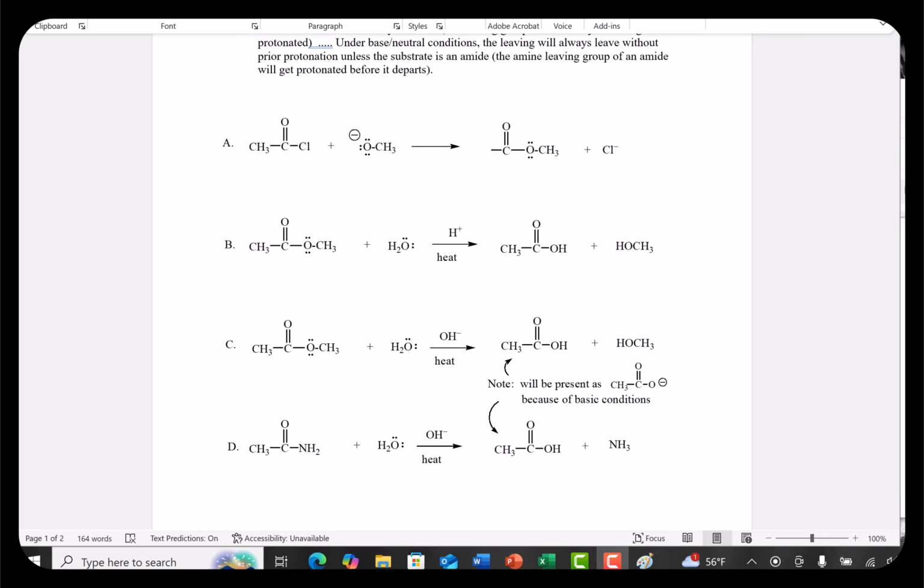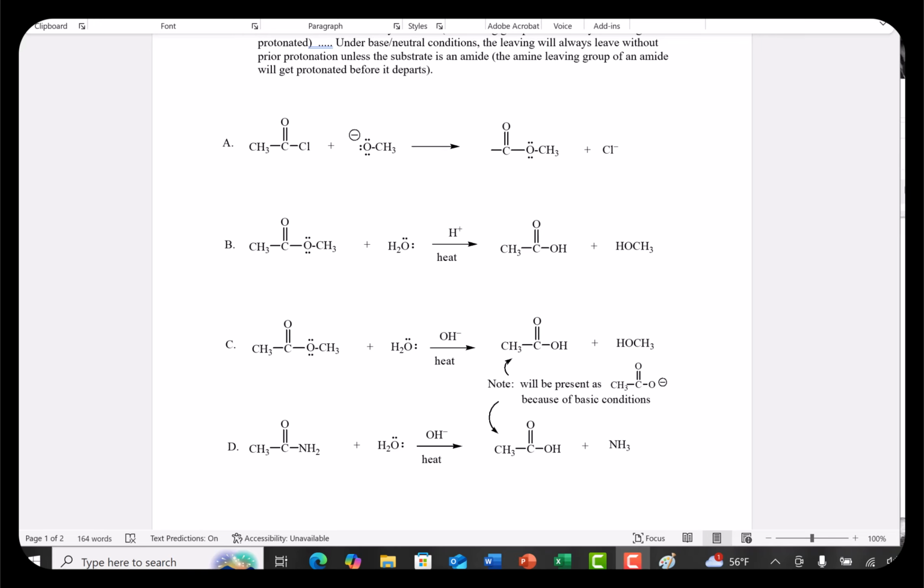Reaction A is an acid chloride reacting with methoxide, under basic conditions. Remember what we said: under basic conditions, the leaving group will not be protonated unless it's an amide, and that's a chloride. Reaction B is an ester undergoing hydrolysis. That's an acyl carbon substitution reaction. It's under acidic conditions, so of course the leaving group will get protonated, and it's the ejection of the leaving group that is the rate determining step.